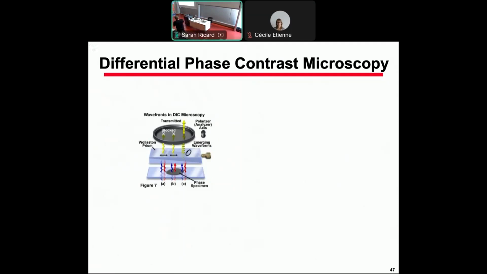Your two rays are out of the cell. In fact, they will be recombined and blocked. If the two rays go through the cell, they will experience a phase shift, not the same phase shift, so they will be recombined and blocked. But here, when you are on the edge, one ray goes through the cell, the other one is out of the cell. So they experience different phase change.